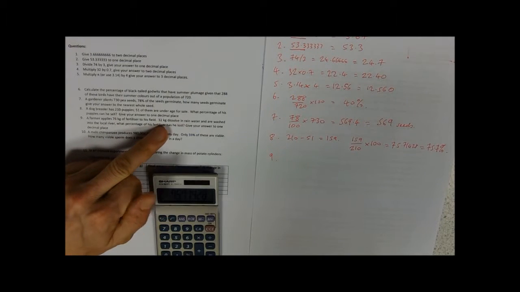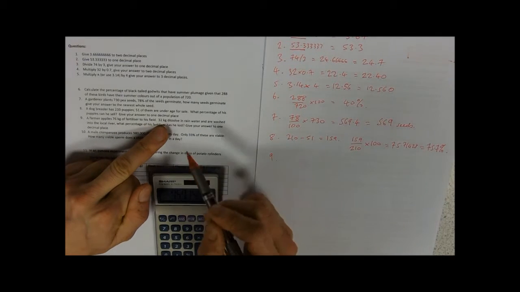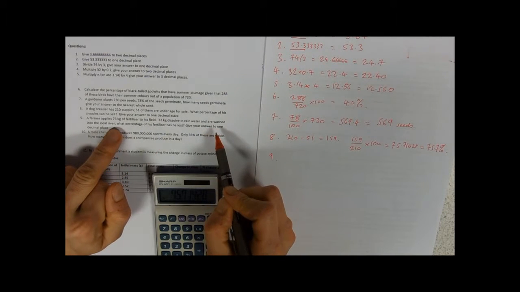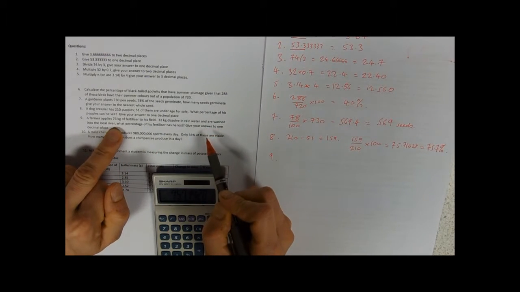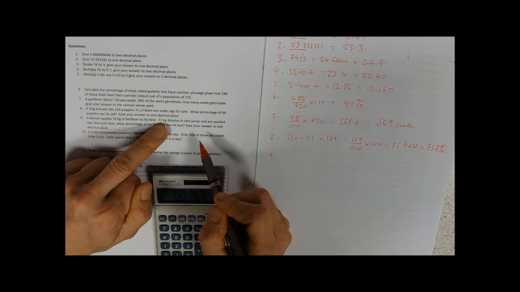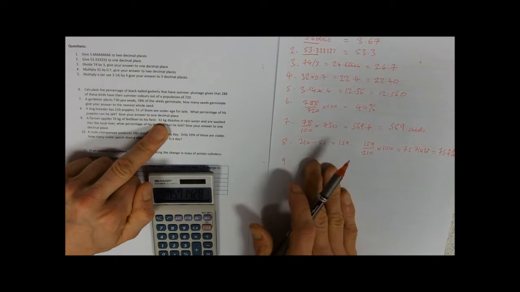9. A farmer applies 76 kilograms of fertilizer to his field. 32 kilograms dissolve in rainwater, oh dear, and are washed into the local river, oh dear. Eutrophication problems, here we come. What percentage has he lost? So it's our 32 kilograms that is lost, and we're doing it to one decimal place.